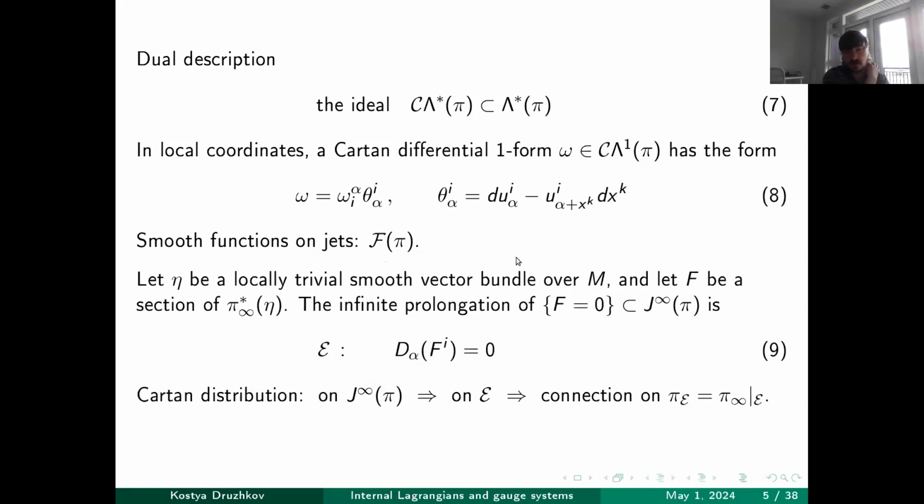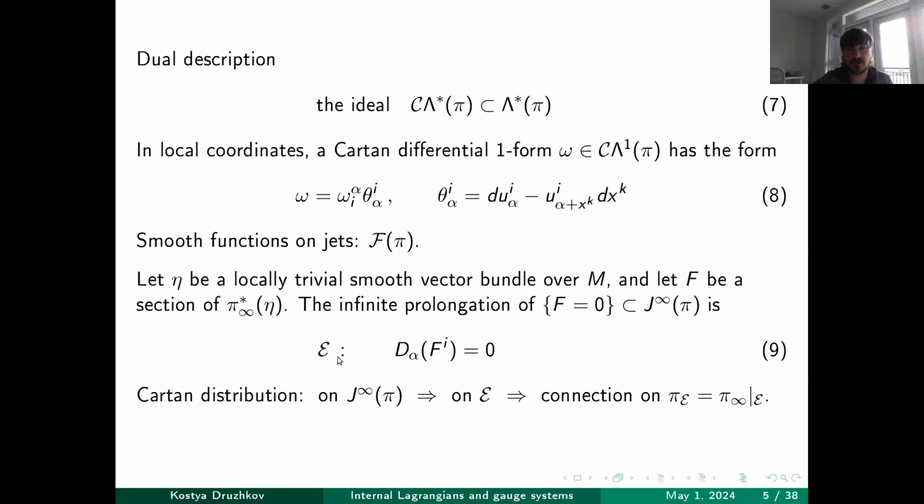Yes, let eta be a locally trivial smooth vector bundle over M, and let f be a section of the corresponding pullback. The infinite prolongation of this set, or of this equation, is given by the following infinite system of equations, system 9. Epsilon denotes the infinite prolongation of our original system of equations. Here we have all differential consequences of the original equation. So the infinite prolongation contains all differential consequences of the original equation. And since this system is given by differential consequences, we can restrict the Cartan distribution from jets to the equation manifold, to the infinitely prolonged system of equations.